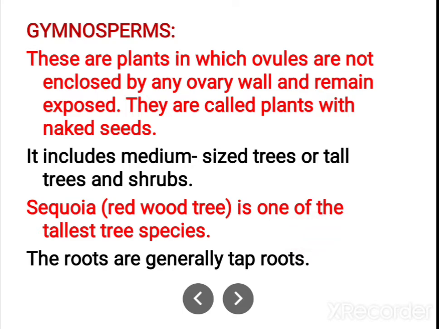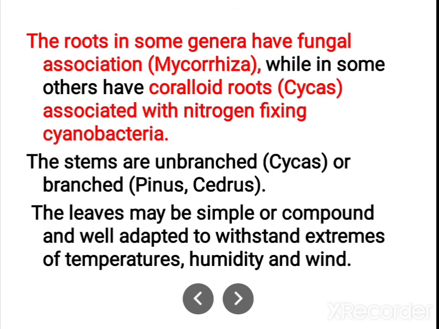The roots contain a taproot system. The roots of some genera show fungal association. We studied mycorrhiza, and some of them show coralloid roots, as we can observe in the case of cycas. And what is the purpose of that? It is helpful in nitrogen fixing. That's why the nitrogen fixing cyanobacteria are there. So nitrogen fixing occurs here.